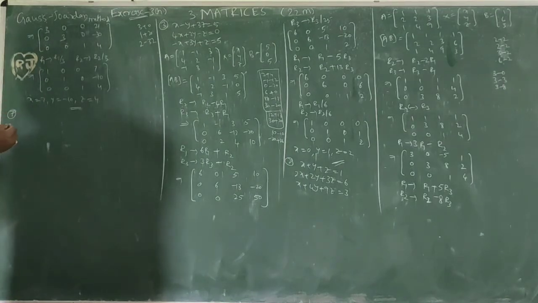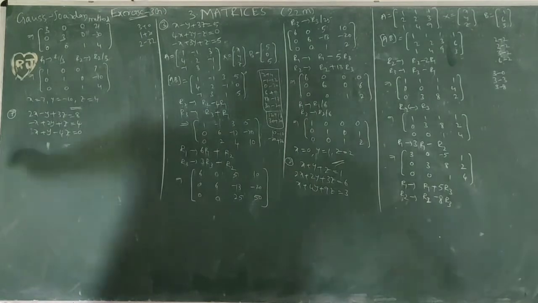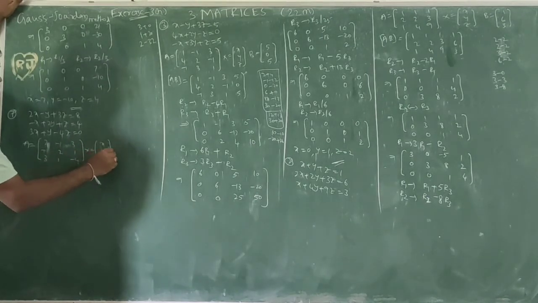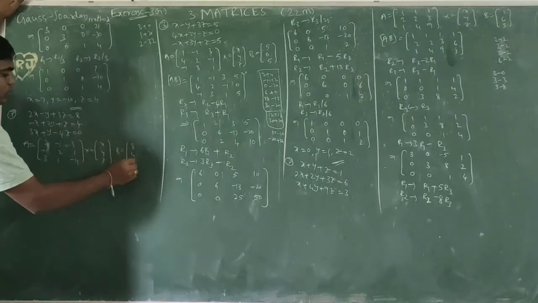Now, seventh question. Solve 2x minus y plus 3z equal to 8, minus x plus 2y plus z equal to 4, 3x plus y minus 4z equal to 0. So this is the system of equations. A equal to [2 minus 1 3; minus 1 2 1; 3 1 minus 4], X equal to x y z, B equal to 8 4 0.